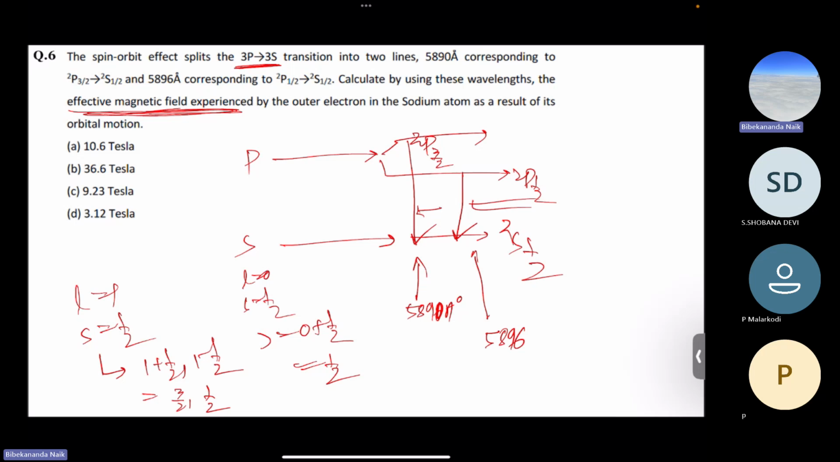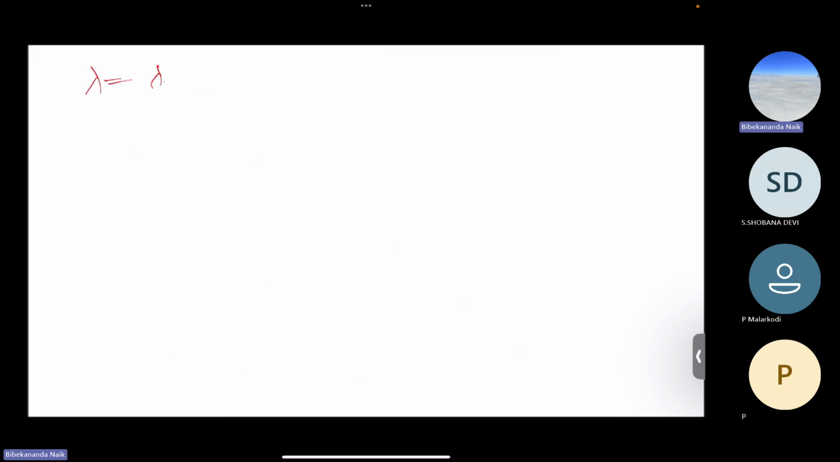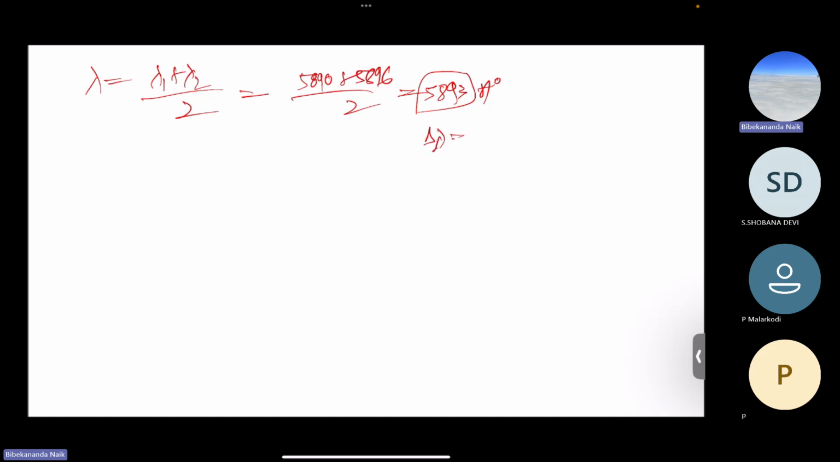So, what is the mean wavelength? The mean wavelength will be lambda 1 plus lambda 2 by 2, that is 5890 plus 5896 divided by 2, that is 5893 Armstrong. And if 5893 Armstrong is the mean, then what is the difference in wavelength? 90 and then 96 is 93, so the difference is 3.